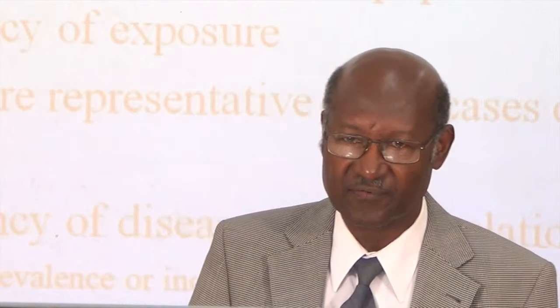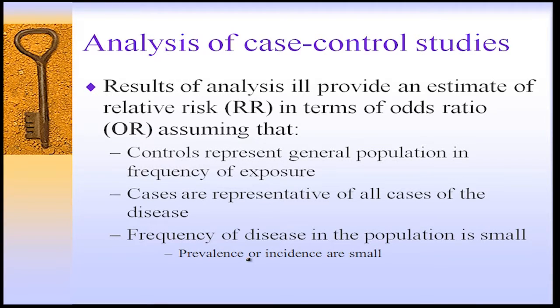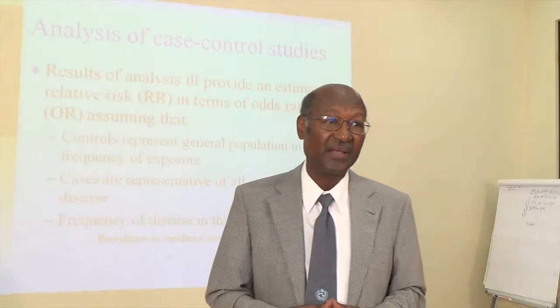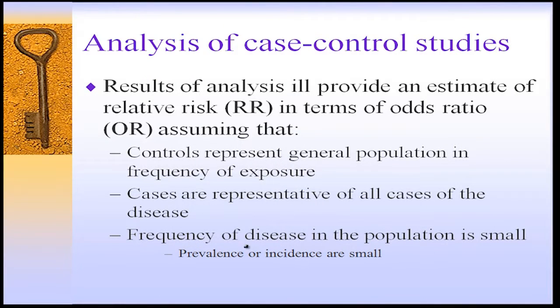Results of analysis of case control studies will provide an estimate of relative risk in terms of odds ratio, assuming that controls represent the general population in frequency of exposure. Also assuming that cases are representative of all the cases of the disease. And finally, assuming that the frequency of disease in the general population is small in terms of prevalence or incidence.